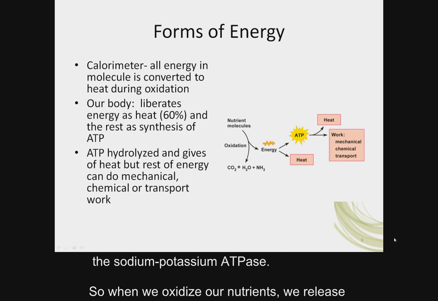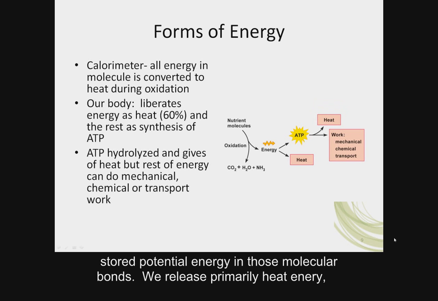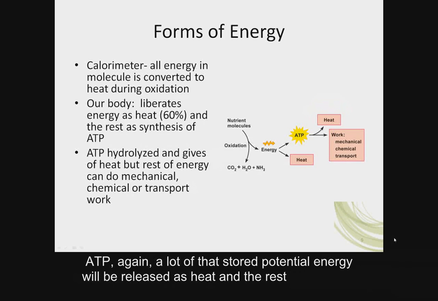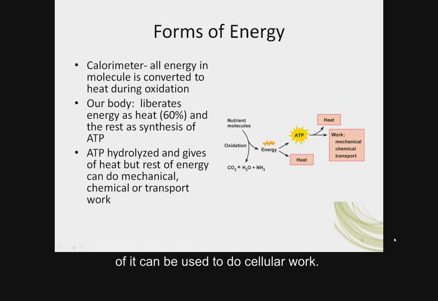So when we oxidize our nutrients, we release the stored potential energy in those molecular bonds. We release primarily heat energy, but the other amount of energy we trap and create cellular energy, ATP. When we hydrolyze ATP, again, a lot of that stored potential energy will be released as heat, and the rest of it can be used to do cellular work.